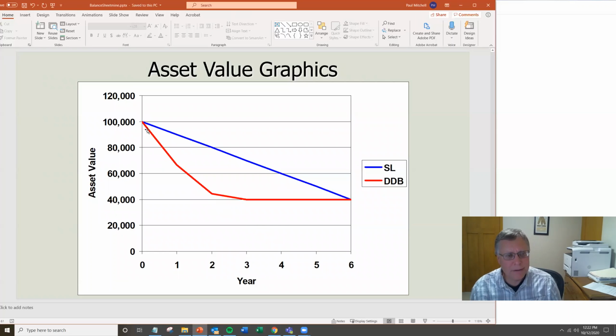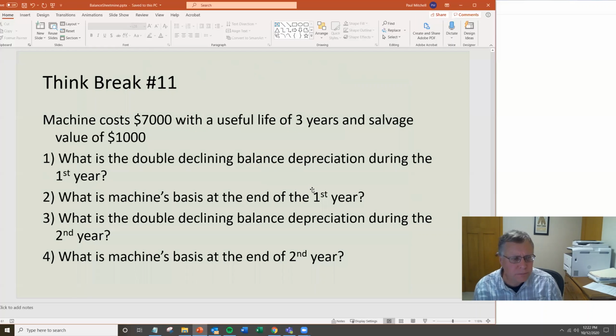And here are the asset values. The blue is the straight line depreciation. It just goes down $20,000 each year, whereas the other one quickly falls off rapidly and then gets flat. In the last few years, there's no change. It's just flat, no depreciation. And so which way do you want? Which one better matches the actual decline in value of the asset? That's what the straight line versus double declining balance gives you.